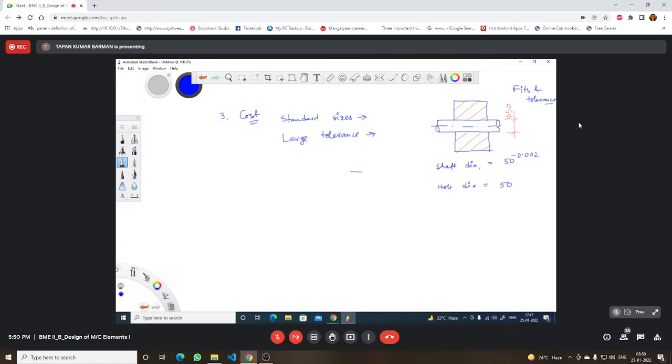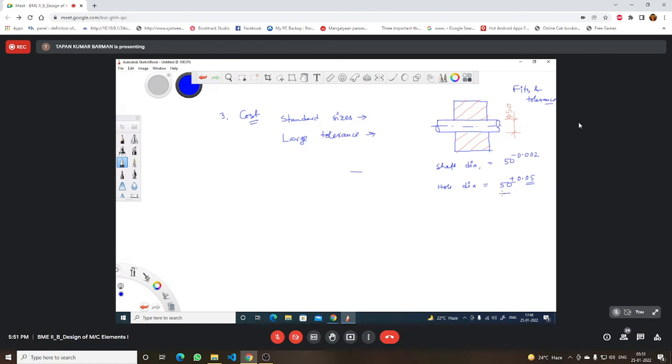So without hampering the normal function of the product, if it is possible to increase the tolerance level, then you should always go for large tolerance, and that will control the final cost of the product. So here for the hole, we can put like this. If it is accepted by the designer, considering the proper functioning of the component, then only it is okay.